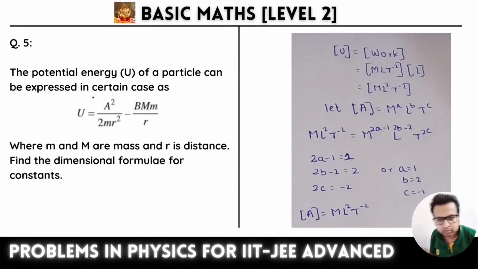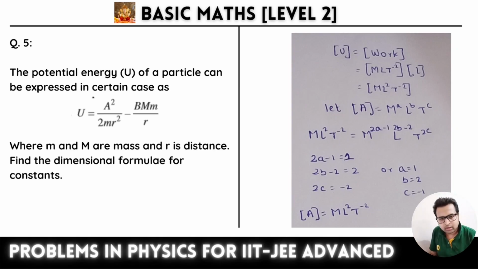Okay, so I hope you have done the problem. See, if I talk about U, U is potential energy. So what is the dimension of energy? It will be the dimension of work. Work is force into displacement. So the dimension of work is ML square T minus 2. Okay, so we got the dimension of energy.